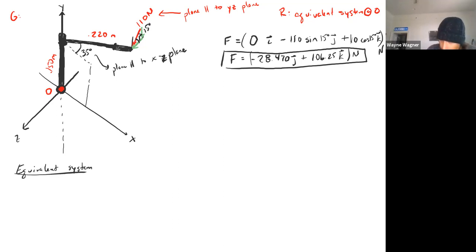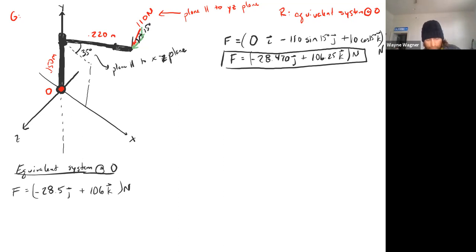Okay, so I know F equals negative 28.5 in the J plus 106 in the K, newtons. That's my equivalent system at O. Now we want to get the moment. So we've got the force part of it. Now we need to figure out what the moment's going to be, and there's going to be a moment potentially in all three directions. And that's why I like this one, it makes us think about that.